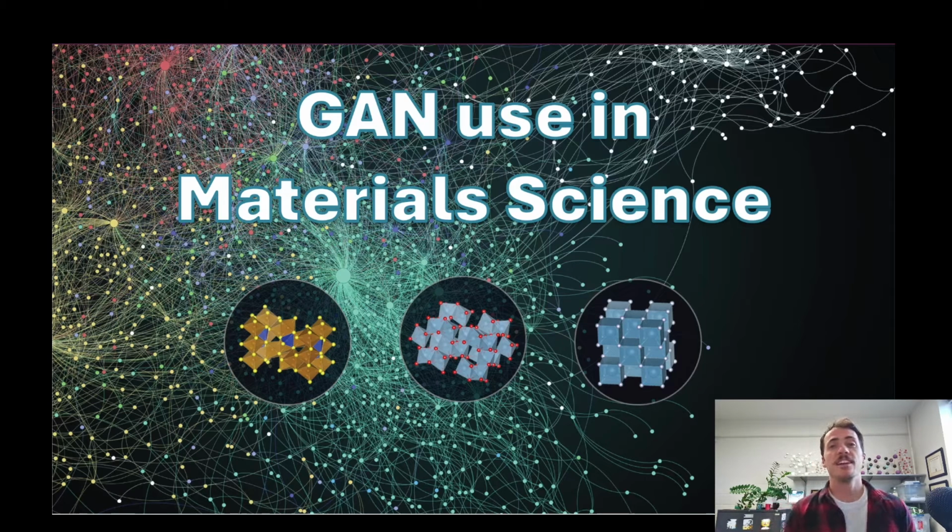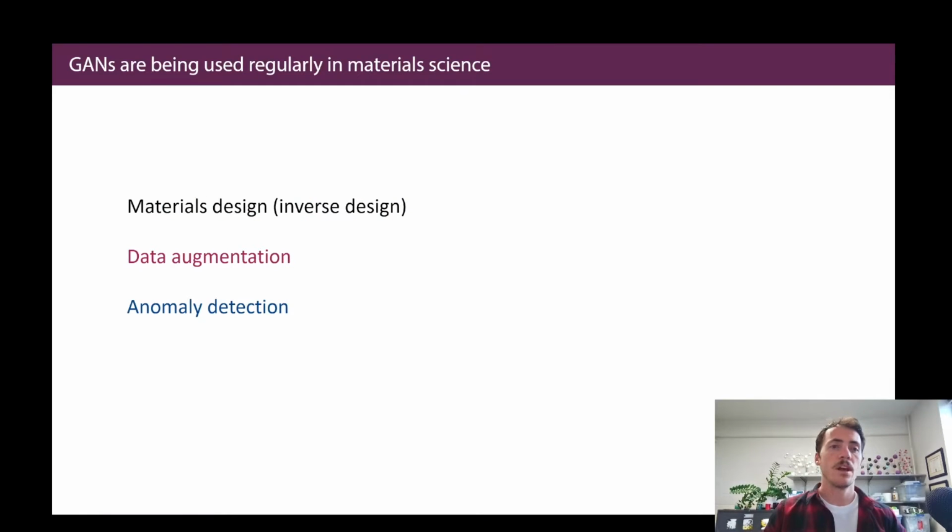Hey everybody, in today's video, let's talk about how GANs, a class of generative machine learning models, right, generative adversarial networks, let's see how they've been used in material science. So I would say, broadly speaking, there's a couple of different categories in which we see them getting used.